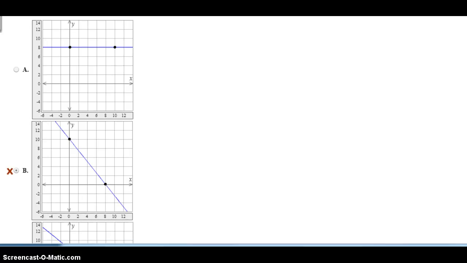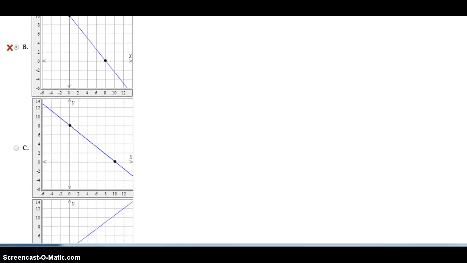So it looks like C here. On the x-axis, we go to 10, and we go up 0: 10, 0. And then the other point is go 0 on the x and go up to 8: 0, 8.